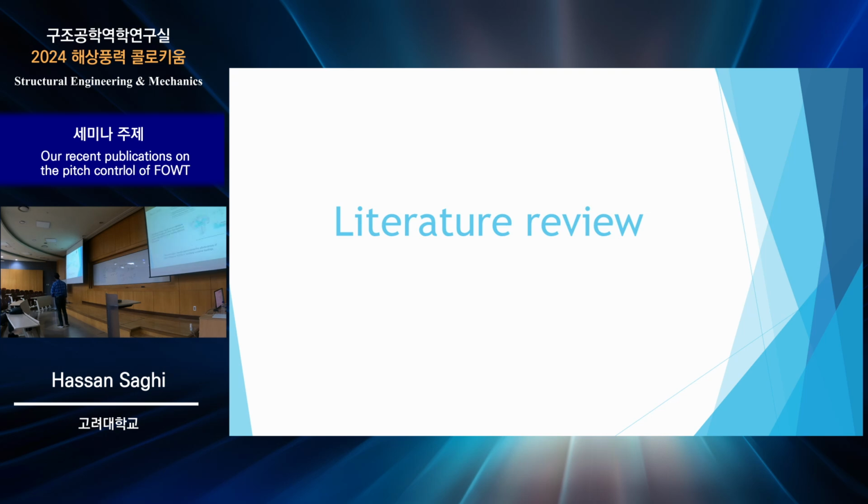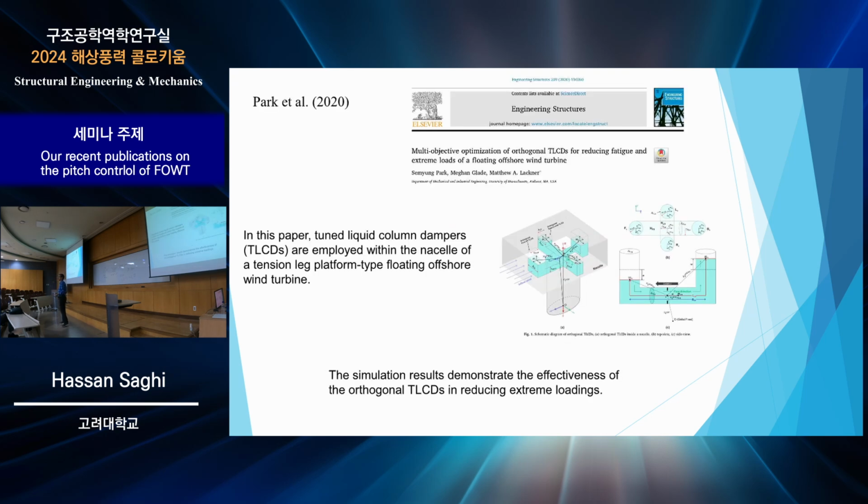About the literature review, this is a new topic, and we can find only some papers recently published in journals. For example, this paper from Park and his colleagues, published in 2020, sorry. In this paper, they used a tuned liquid column damper in a nozzle of the TLP, and you can see this figure. The result demonstrates the effectiveness of the TLCD in reducing extreme load.